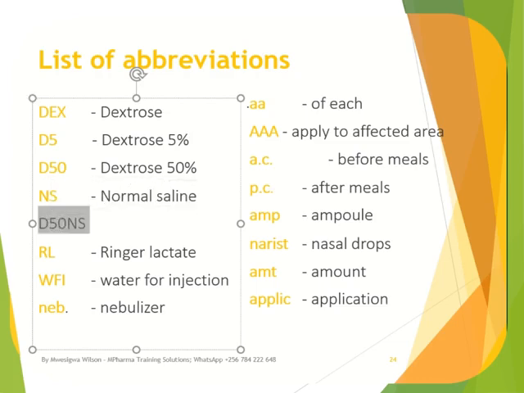So don't get confused if you ever see them on a prescription. Just interpret them. RL is Ringer's lactate, which you commonly see as a fluid in pharmacy. WFI, water for injection; nebulizer. AAA, apply on affected area. This is ampoule. Of course, for the vial, it has no abbreviation just because it is a short word. Amount, application, all these ones.